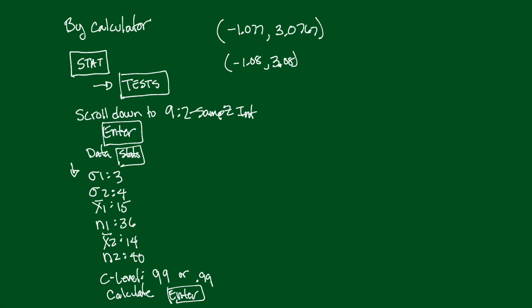t-table. So we could report it in parentheses, or if we want to report it like this, negative 1.08. I'm still going to round to 2 decimal places, so I'm still going to round that up, and I'm going to round this up. So negative 1.08 less than mu1 minus mu2 less than 3.08.